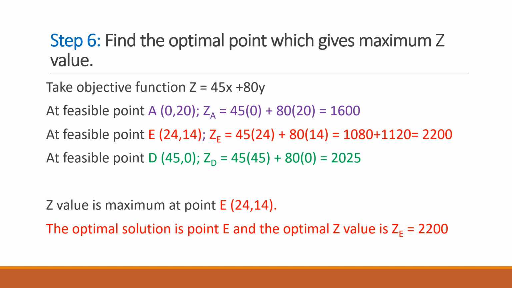So look at all the z values and check which is the maximum z value. In this case the maximum z value is at point E, 2200. So this is the result of the LPP problem. We give the result as: z value is maximum at point E, 24, 14, and the optimal solution is point E, and the optimal z value is ZE equal to 2200. So this problem is completed.